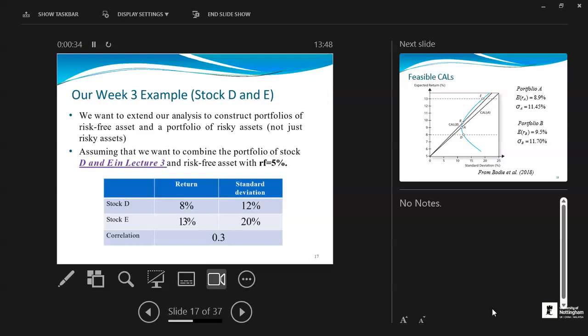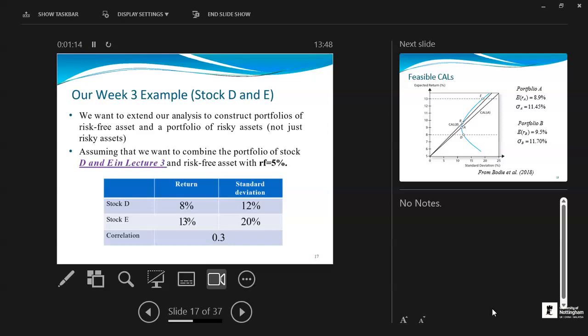Okay, so we want to extend our analysis to construct a portfolio of the risk-free asset and a portfolio of risky assets, not just the risky assets now. Assuming that we want to combine the portfolio of stock D and E, which we have looked at in the previous part of this lecture, and the risk-free asset. Here we assume that the risk-free asset has a return of 5%. So these are the two stocks that we work with, right? Stock D and stock E, their expected risk and returns are given. And we assume that the correlation between these two stocks is 0.3.